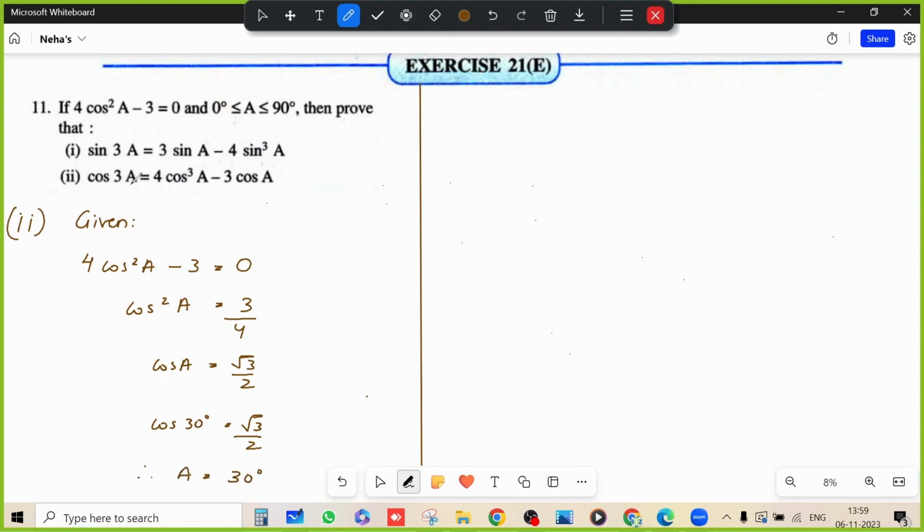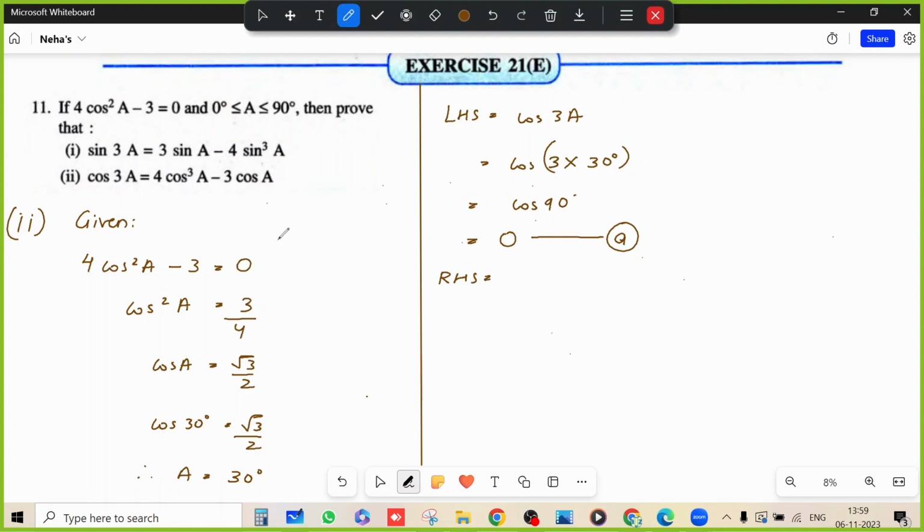Now we will put it in the left hand side of the question. This will become cos 3a. In place of a, we have already found the value of a, which is equal to 30 degree. This will become cos 3 into 30 degree, that is equal to cos 90 degree, and we know that cos 90 is equal to 0. So this becomes our equation first, that is a.